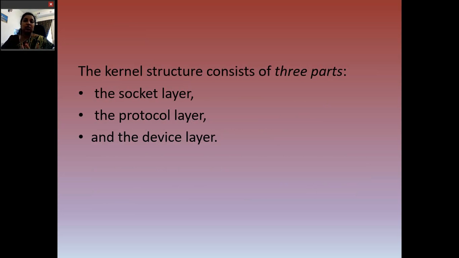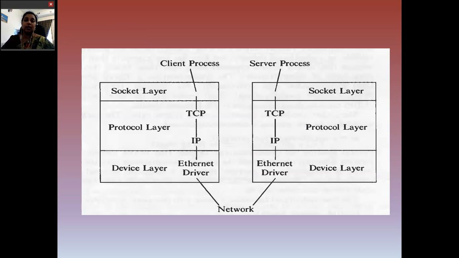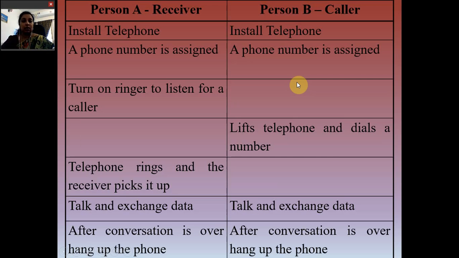Now, the kernel structure of the socket has three layers: the socket layer, the protocol layer, and the device layer. The socket layer acts as an interface between the system call and the lower layers. The protocol layer formats the information in the required address formats so that the complete addressing part is taken care of, and the device layer communicates with the device drivers so that the communication is very smooth. So we have a server as well as a client process.